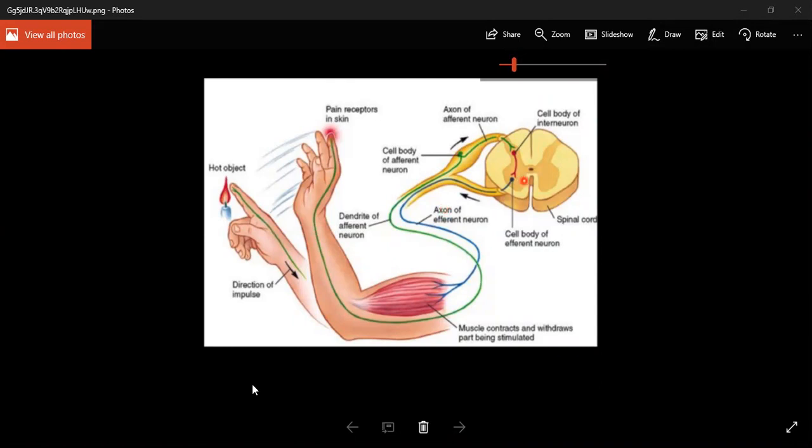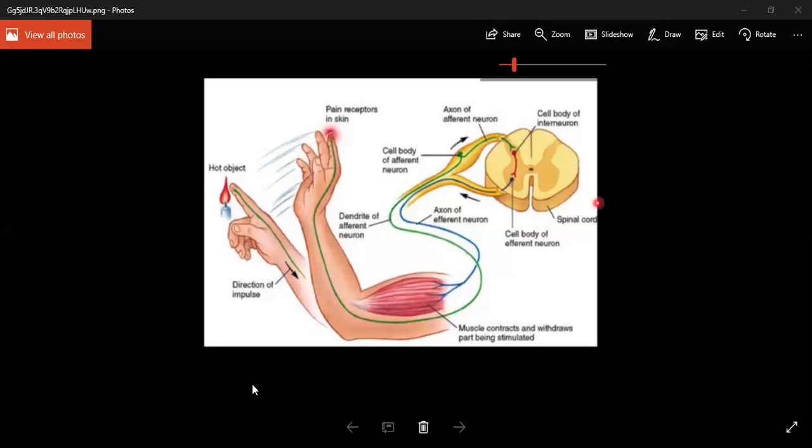This is a sensory neuron. The sensory neuron carries the nerve impulse to the spinal cord. Here we are talking about the spinal cord, but it can carry the sense to the central nervous system. The message passes through the sensory neuron. The dendrites of this sensory neuron are present in receptors, or you can find them in the sense organs.